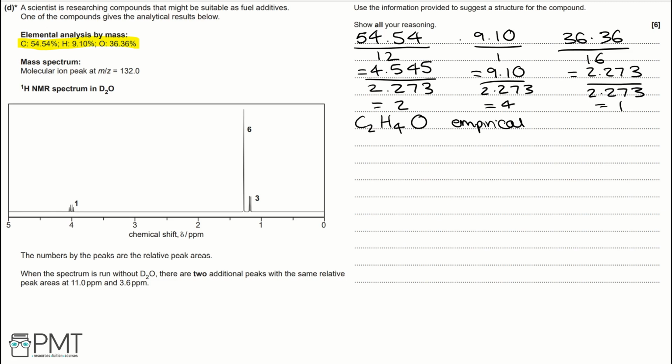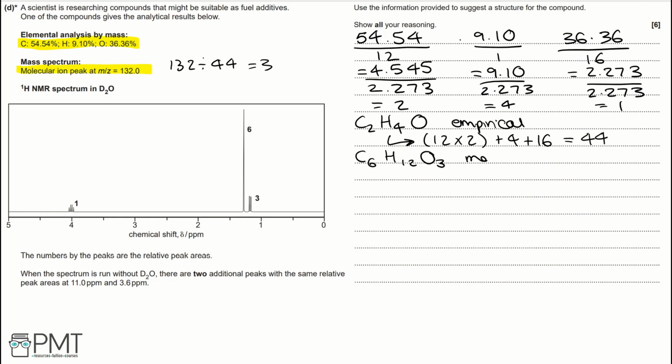Working out the molecular formula, we need the mass spectrum data. So this has a relative formula mass of 12 times 2 plus 4 plus 16, which equals 44. And we've got a molecular ion peak of 132. So we do 132 divided by 44, and that equals 3. So our molecular formula is going to be our empirical formula times by 3. So that's C6H12O3 is our molecular formula for our compound.